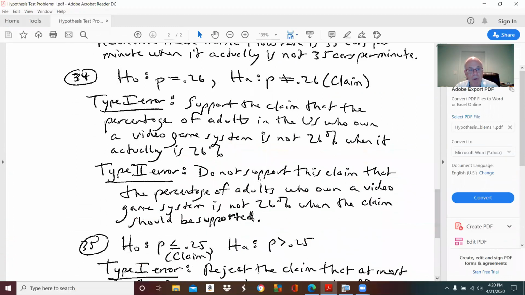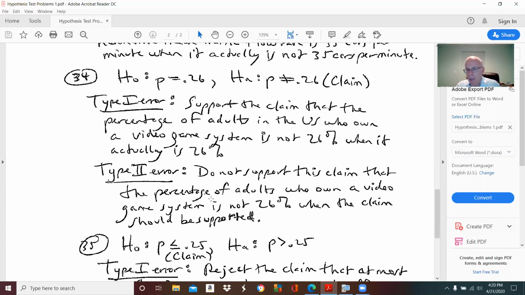So what is the type 1 error? Well, the type 1 error in this case, since the claim is the alternative, we would say we're going to support the claim, because when we reject the null, we're supporting the claim because the claim is the alternative. So that's the words we're going to use. We're going to support the claim that the percentage of adults in the US who own a video game system is not 26%, when it actually is 26%. That is, the null hypothesis is true. That's our type 1 error.